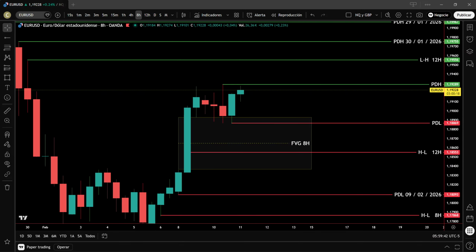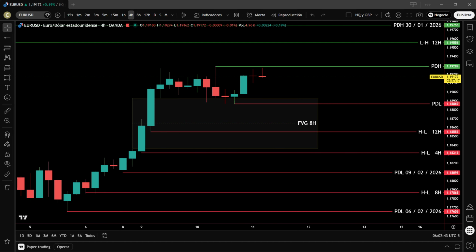We continue moving down and are now on the 8-hour timeframe. The key point in this view is the appearance of an 8-hour FVG, or fair value gap, which we have outlined with the yellow box. This inefficiency acts as a magnet for price, indicating a zone of imbalance that the market typically seeks to fill. Keep this space in mind, as it will be essential for understanding the EUR's behavior in the coming hours.